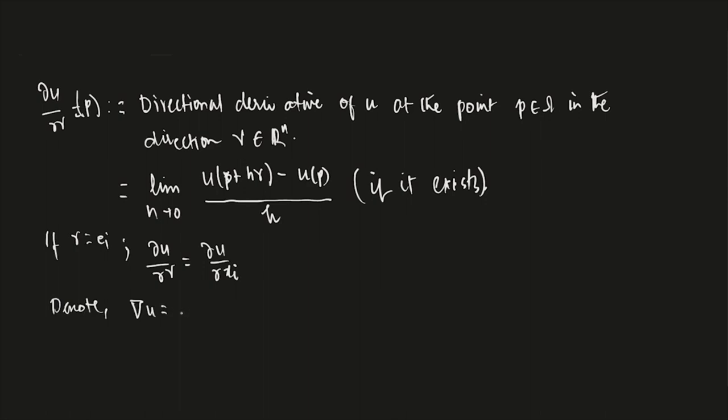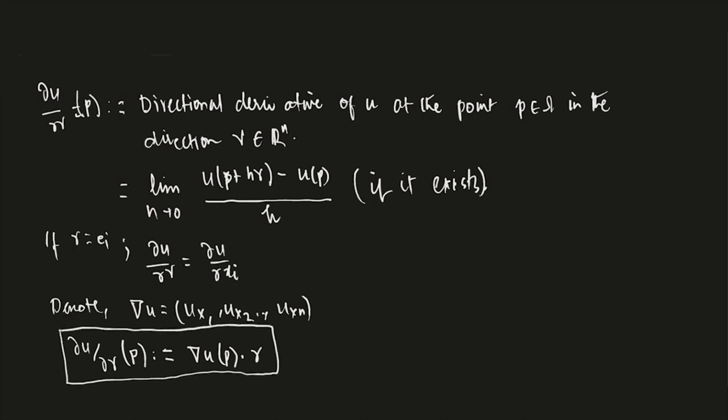We also denote the gradient of u to be (u_x1, u_x2, ..., u_xn). You take all the partial derivatives together in a vector like this, and that is denoted by the gradient of u. With this notation, del u by del gamma at the point p can be written as the gradient of u at the point p dotted with gamma. This can be achieved using the definition. Obviously you need regularity on u, but we'll assume that for now. Let us look at some other things. We define u plus.